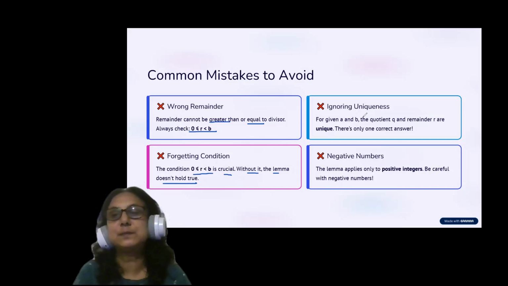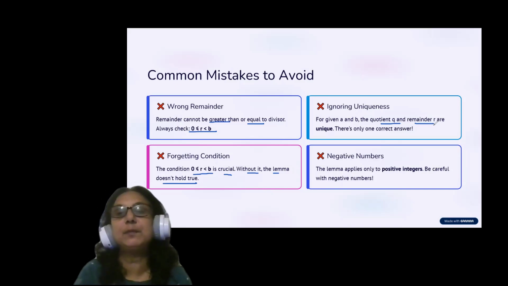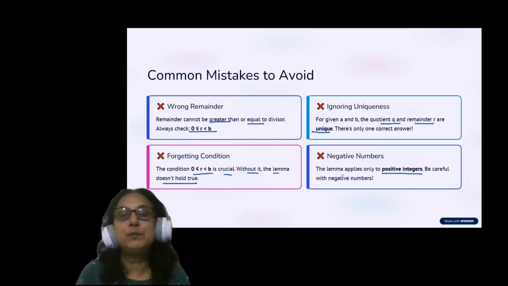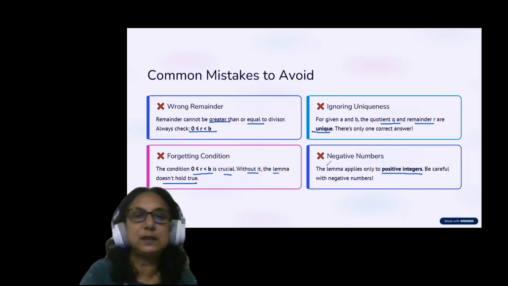Another mistake is ignoring uniqueness: the quotient and remainder are unique here, so there is only one correct answer. And the lemma applies only to positive integers, so be careful with negative integers.